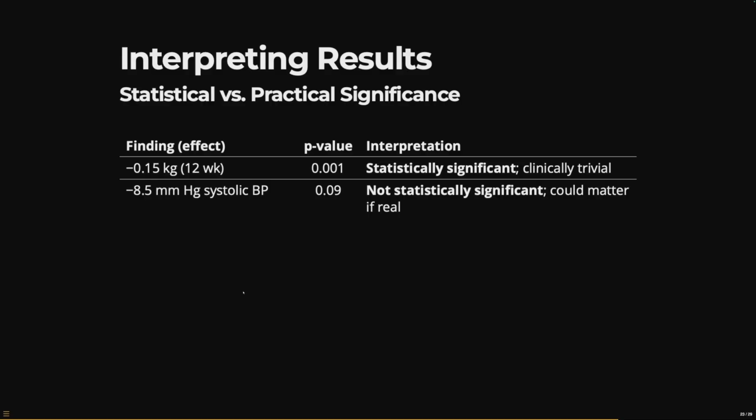Okay, so all this is saying is, the metric we found is, for example, weight loss. Between two groups, there was a weight difference after 12 weeks of 0.15 kilograms, which is almost nothing. But we got a p-value of 0.001, which is technically statistically significant, but that doesn't mean anything practically.